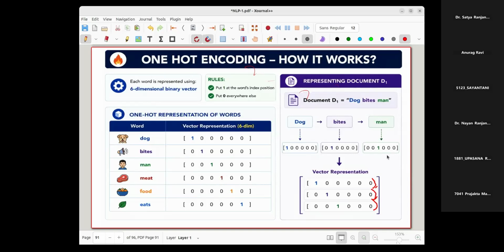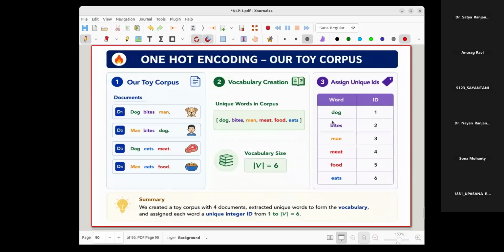Is it okay? Anyone has any doubt on this? How to convert your corpus to one hot encoding? Sir, the position of 10 we have to take as per our choice, right? No, you see, first what you do, you have the words, and you put the words in any order. There is no ordering. You put according to your will and assign one unique ID starting from 1.